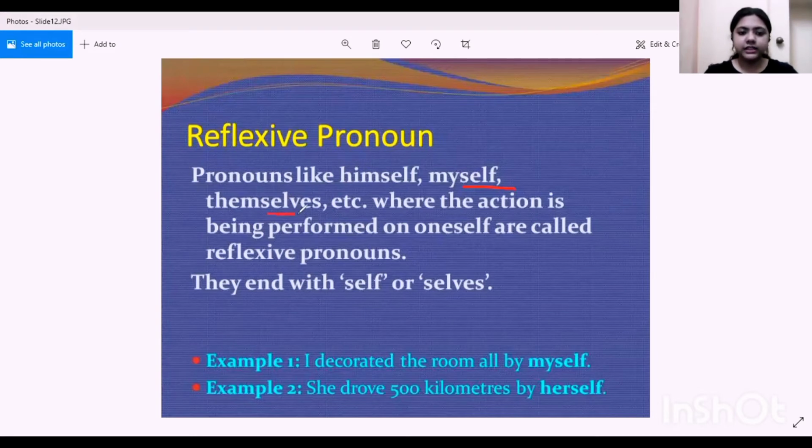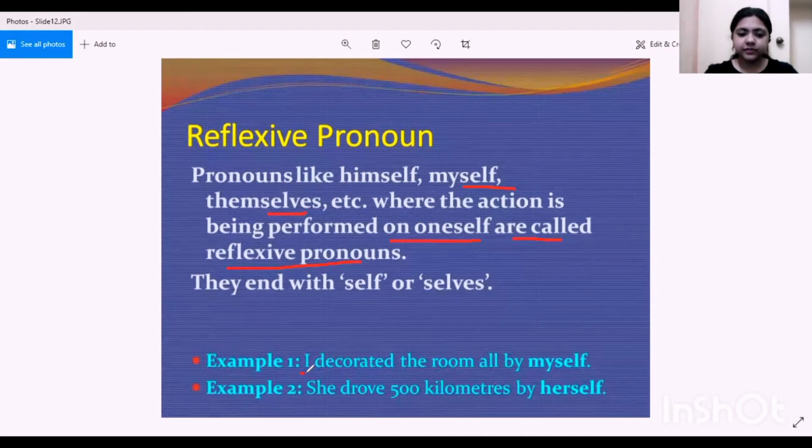Okay, self or selves. But let us look at the function. Pronouns like himself, themselves, myself, etc., where the action is being performed on oneself. When the action is performed on the subject only, then we use a reflexive pronoun for that. When the object and the subject are exactly the same. Let us look at the example.